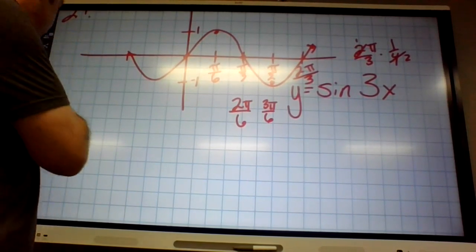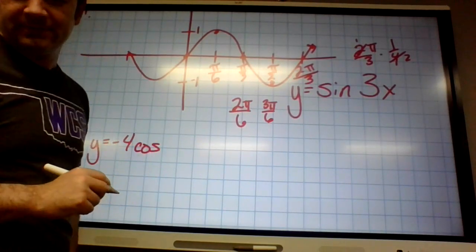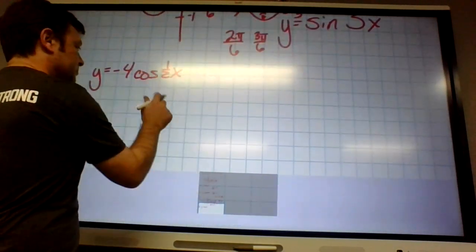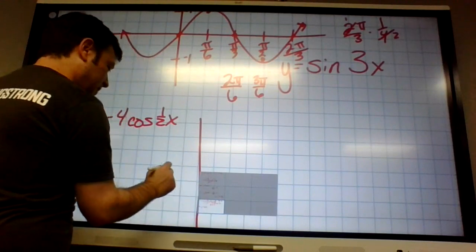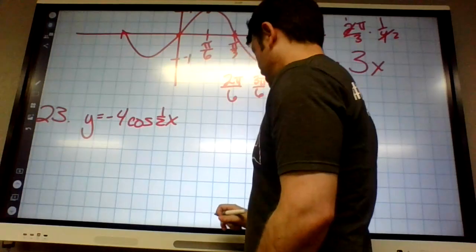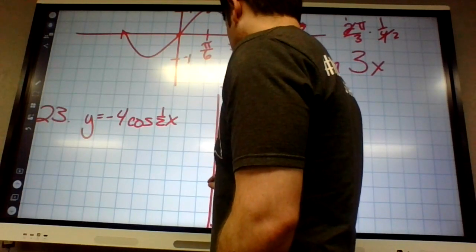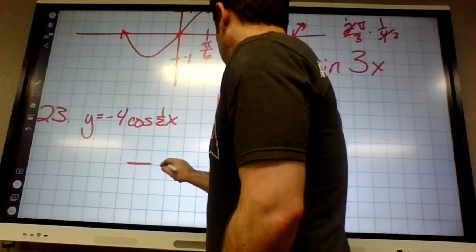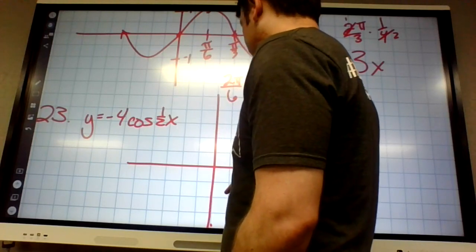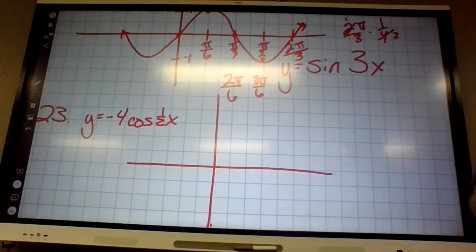Okay, 23, negative 4 cosine. All right. Oh, this might not be tall enough. Scrolling. I'm out of room. See if that fits in there. 1, 2, 3.